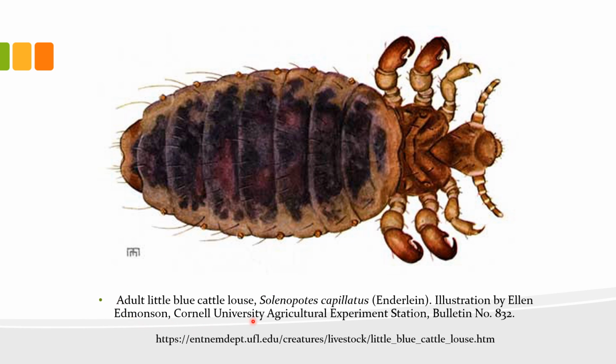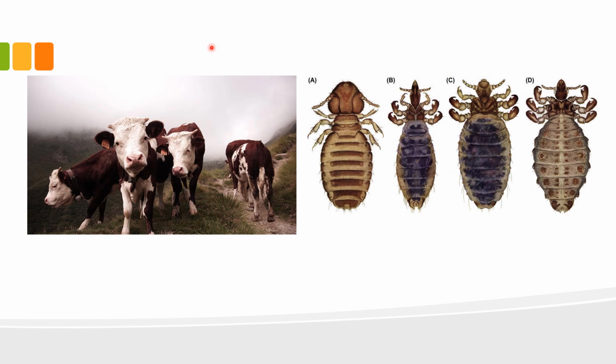So we have here an example of a louse, the adult little blue cattle louse, Solenopotes capillatus. Lice are blood-feeding or skin, hair, feather chewing ectoparasites that are a menace to pets, livestock, and humans. Lice are transferred between hosts by direct contact, by crawling, or by phoresy, which means they hitch a ride on another insect in order to find a new host.